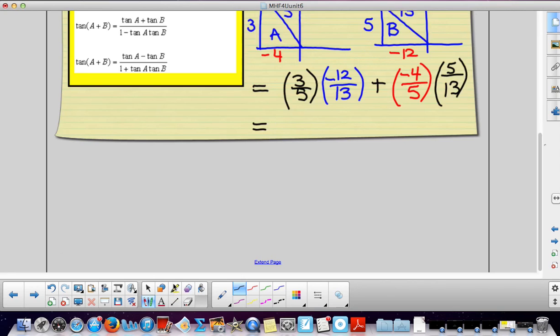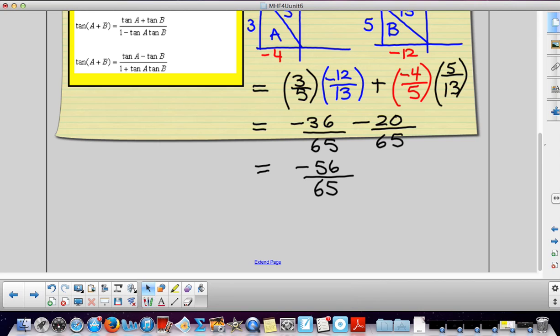So now your knowledge of fractions comes into play. You have negative 36 over 65 plus negative 20 over 65, which is going to give you a final answer of negative 56 over 65. So that's pretty straightforward.